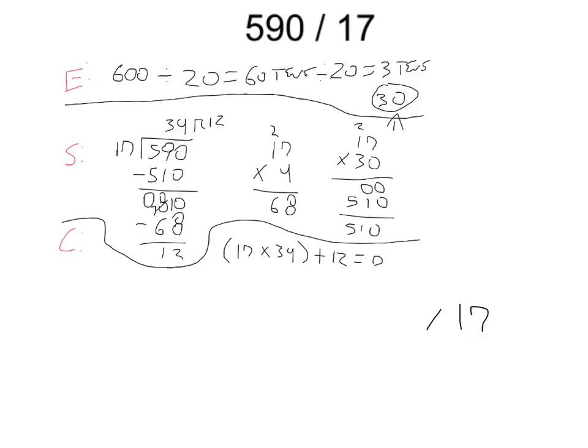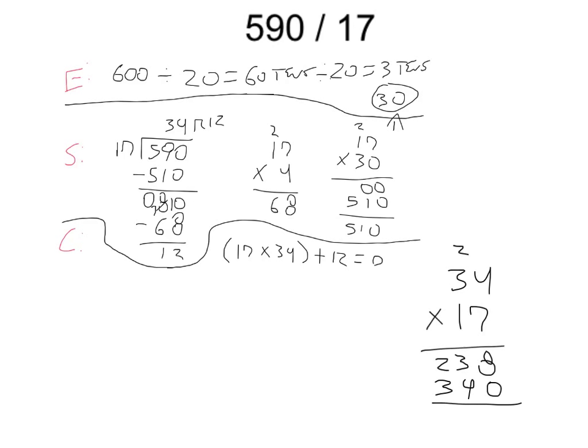So we have 17 times 34. 7 times 4 is 28. We'll regroup that too. 7 times 3 is 21, plus 2 is 23. 1 times, excuse me, we need to put our placeholder. 1 times 4 is 4. 1 times 3 is 3, and we'll add these up.